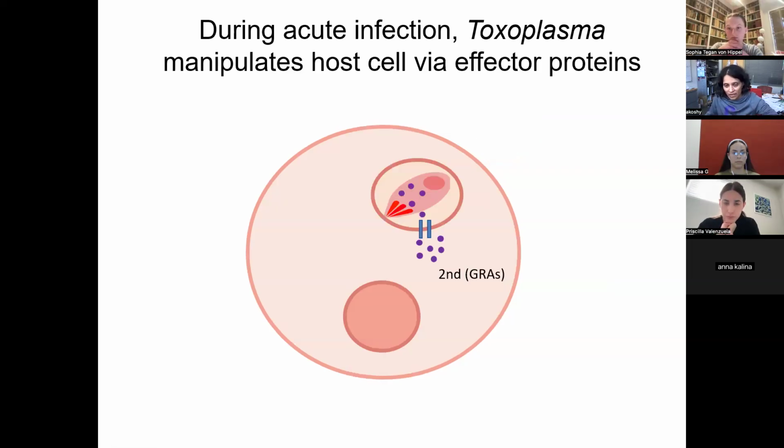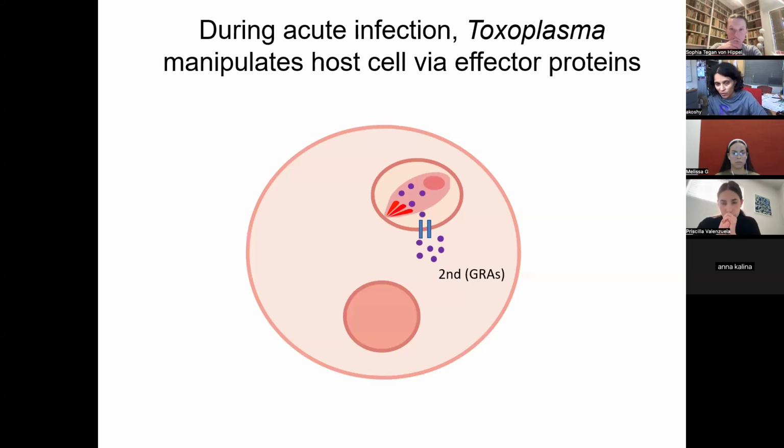Much later, we discovered, not we, the field recognized that there was actually a second time when the parasite released effector proteins into the host cell, and that came from these dense granules. And so they're also known as GRAs, and we'll come back to that later.